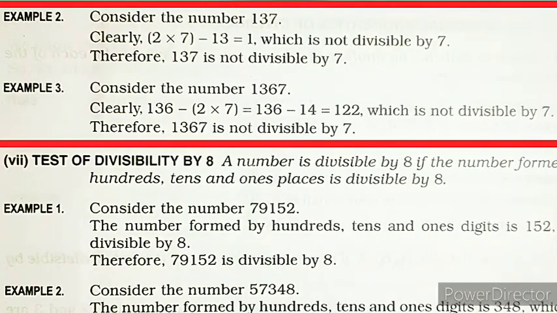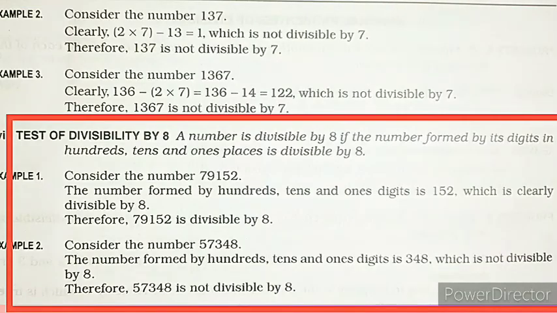In example 2, consider the number 137. Multiply the last digit, that is the ones digit, by 2. That is 7 times 2, which is 14. So here I am getting that 14 is greater than 13. So if I am subtracting 13 from 2 into 7, that is 14, I am getting 1, which is not divisible by 7. Therefore 137 is not divisible by 7. Okay? See example 3 also.